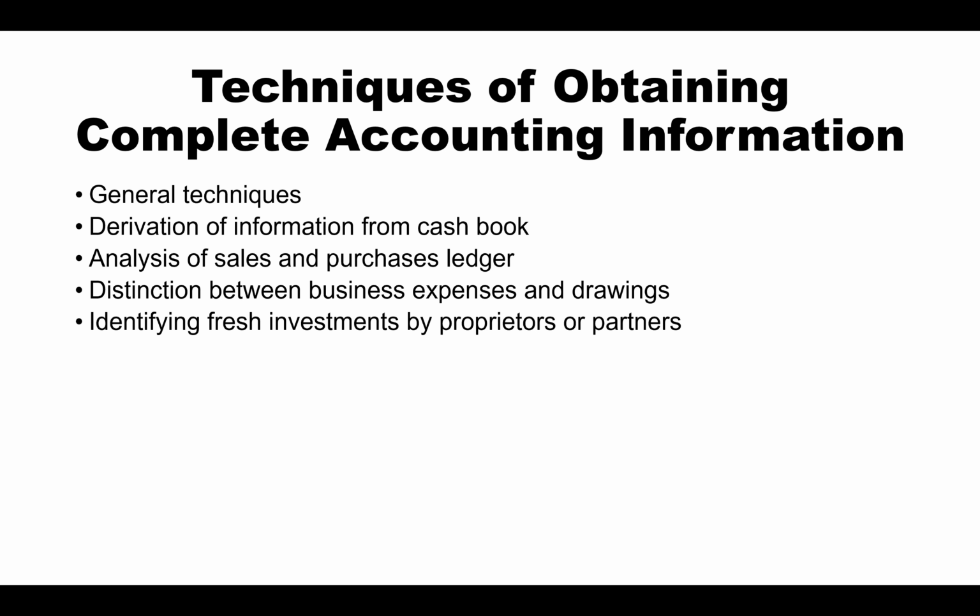Then you have the techniques of obtaining complete accounting information. There are some techniques that you can use to obtain this complete accounting information. So you have the general technique where accounts of a business are incomplete. It is advisable to convert them first to the double entry system and then to draw up the profit and loss account and the balance sheet, instead of determining.